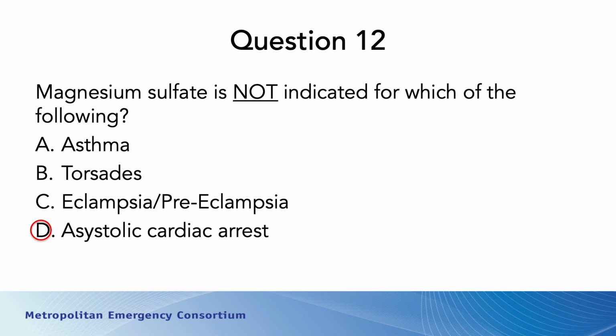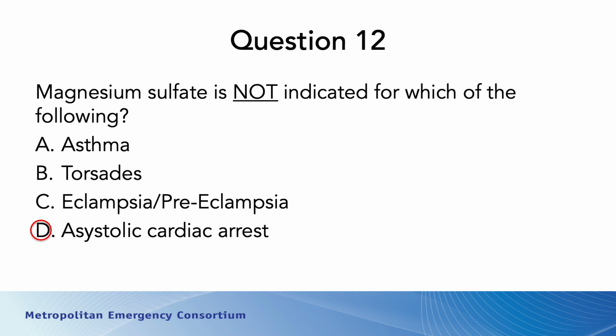I throw this in there because we do have asthmatic patients who fail therapy. I am impressed by the number of times our crews use mag sulfate for these asthmatics. Torsades is an indication. I can't remember the last time we had a torsades in the field, but it still happens. And then eclampsia and preeclampsia.